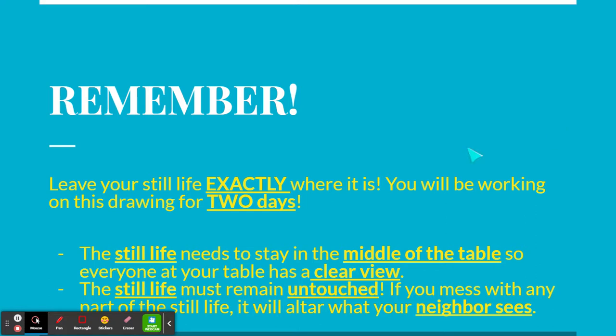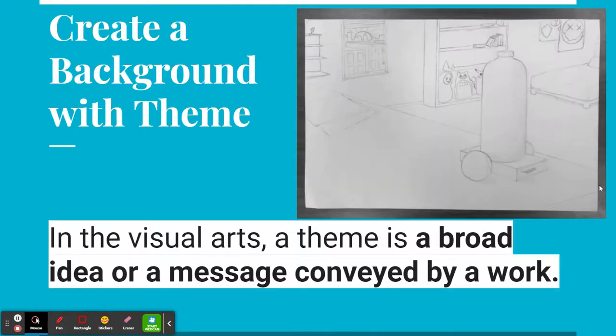Remember, now, these are original instructions. I will give you more than one day if you need it. The still life does need to remain in the middle of the table if you are here at school. Everybody needs to have a clear view, meaning if you have something in front of it, please move it out of the way so everybody can see what they're drawing. The still life must remain untouched. You don't want to move it because somebody might be drawing that object on the table.